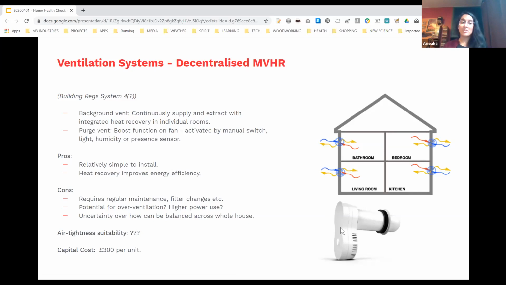It's very simple to install. And obviously the heat recovery improves the energy efficiency. So that question of how do I balance not wanting to lose energy, but also wanting to have good air quality, this is potentially a solution.